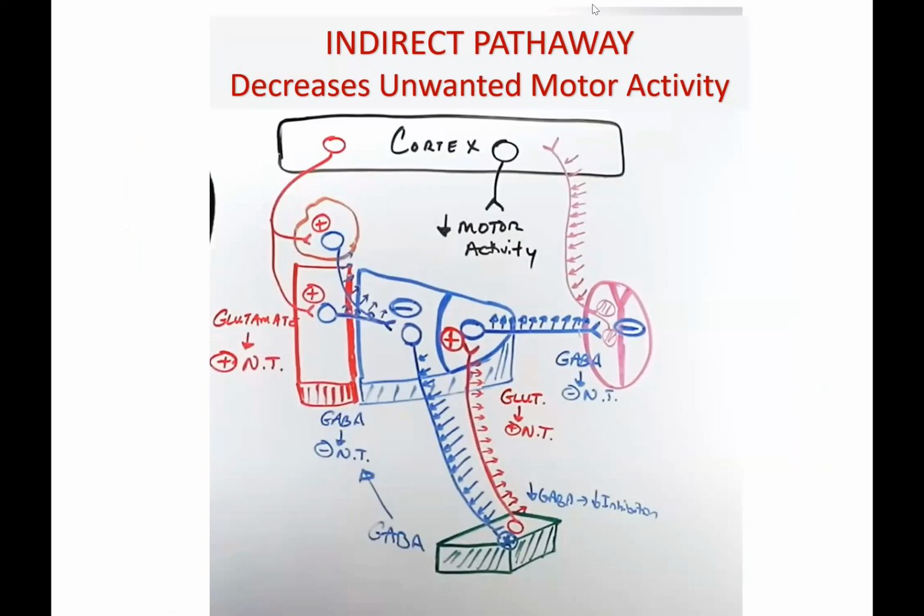This we will see today. What is that? This is the indirect pathway. What is the role of the indirect pathway? It is to inhibit the motor activity of what? Not of the wanted group of muscles, of the unwanted group of muscles. That means the antagonistic group of muscles.